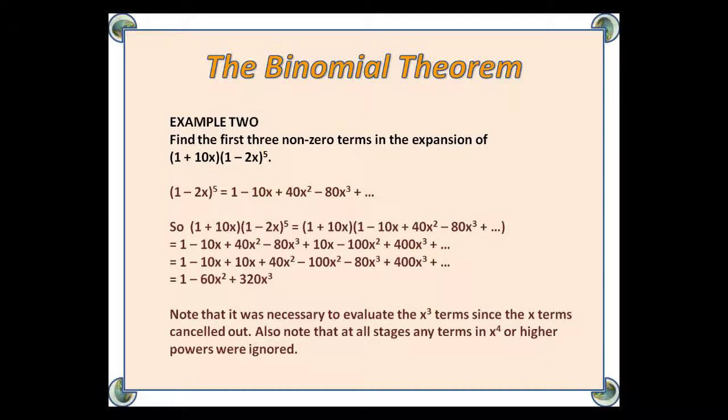1 - 10x + 40x squared - 80x cubed, and so on. So we multiply that by (1 + 10x), and we get 1 - 10x + 40x squared - 80x cubed plus 10x - 100x squared + 400x cubed plus etc. So the 10x terms, one's minus, one's plus, they cancel out, and we're left with 1 - 60x squared + 320x cubed. Note that it was necessary to evaluate the x cubed terms since the x terms cancelled out. And also note that at all stages, any terms in x to the 4 or higher were ignored.